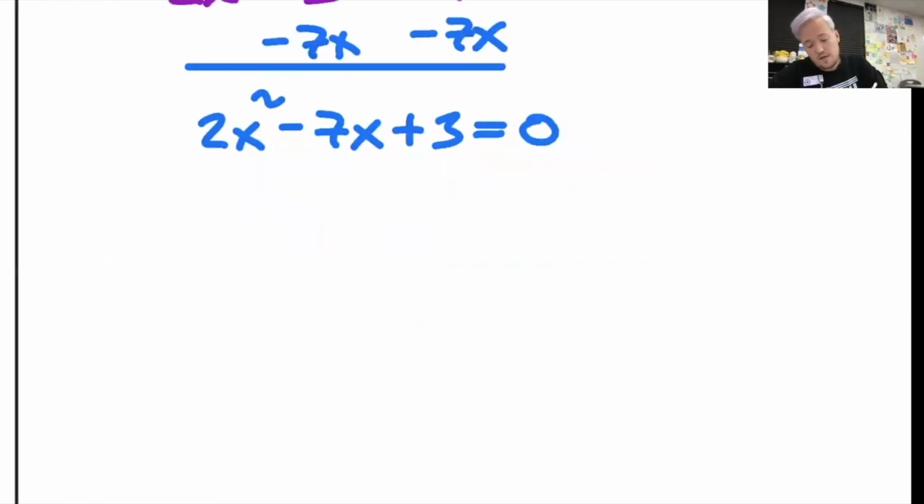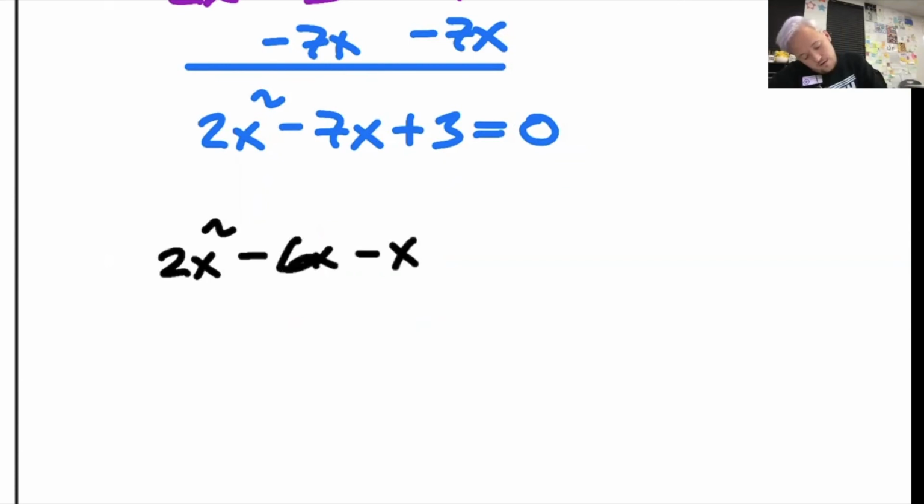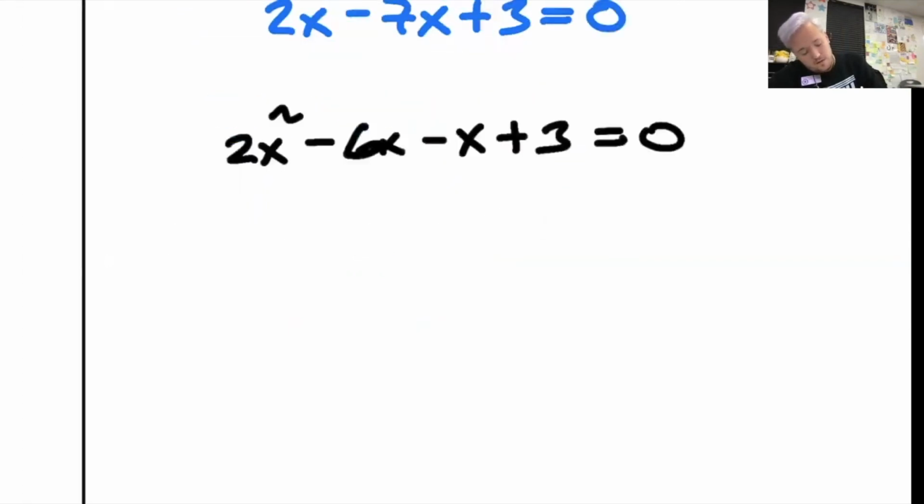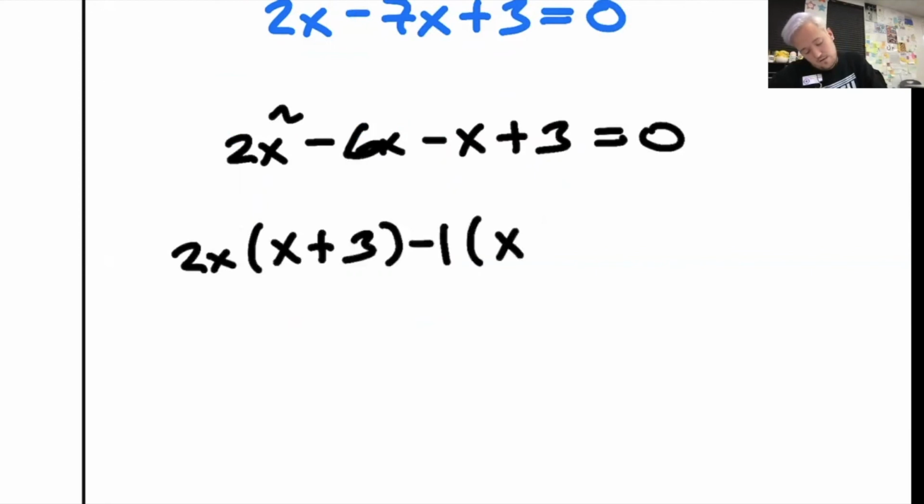All right, so once again, I'm going to kind of streamline the process here. So when you do grouping, you're going to get minus 6x minus x plus 3 equals 0. So of the first group, I'm going to take out a 2x, which leaves you with x plus 3. And in the second group, take out a -1, which leaves you with x.